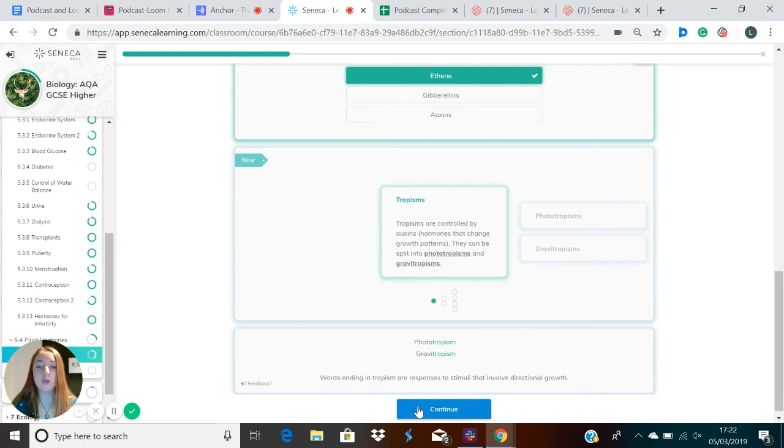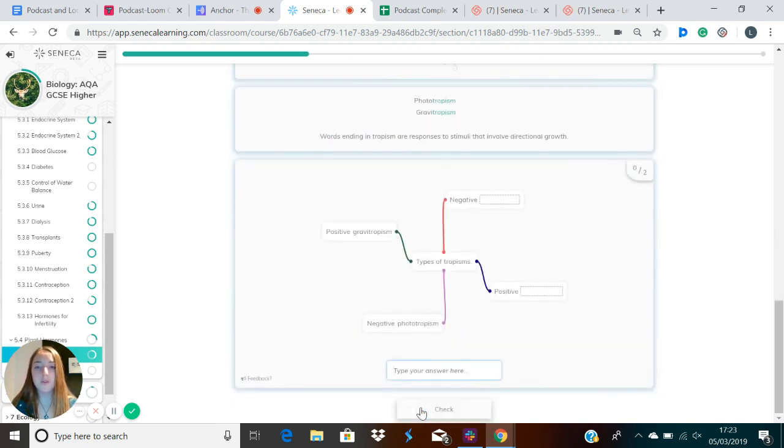So words ending in tropism mean responses to stimuli that involve directional growth. And these types are positive gravitropism, negative gravitropism, positive phototropism, and negative phototropism.